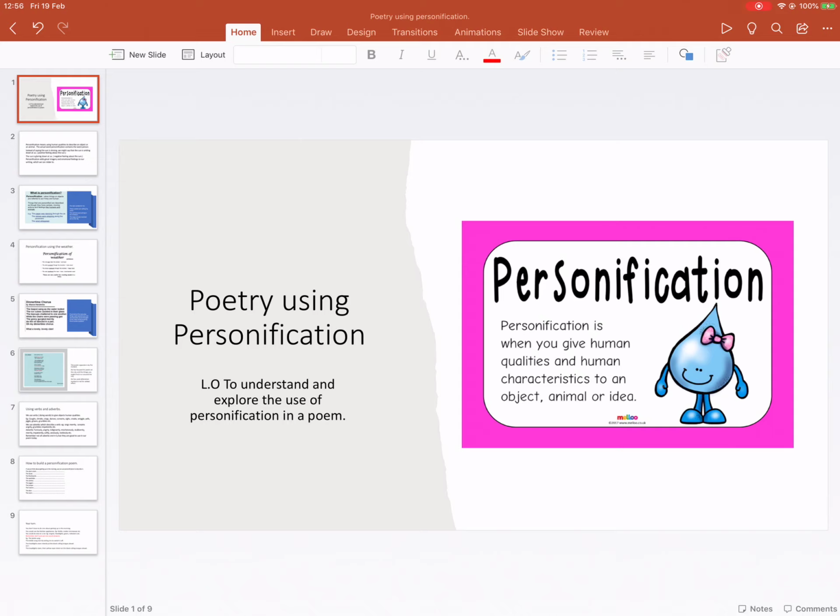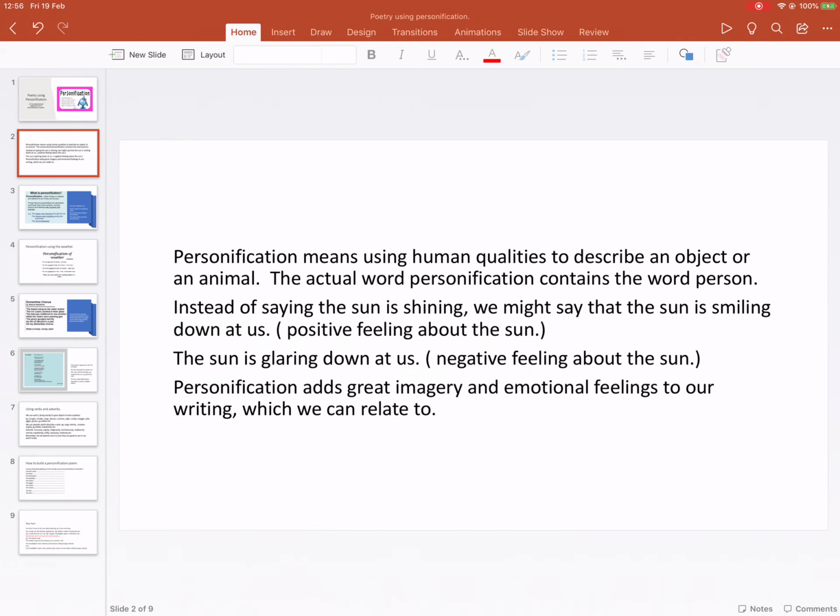Okay, today we're going to look at poetry using personification. So the learning objective is to understand and explore the use of personification in a poem. So what's personification? Personification is when you give human qualities and human characteristics to an object, animal or idea. I'll explain it more as we move on. So personification means using human qualities to describe an object or an animal.